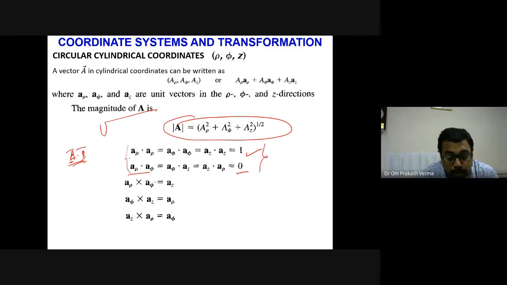If you are talking about the cross product, so rho, phi and z. Just follow the circular rule. Rho cross a phi gives a z, a phi cross a z gives a rho, and a z cross a rho gives a phi. Based on those cross product fundamentals, you can calculate this one also, right?